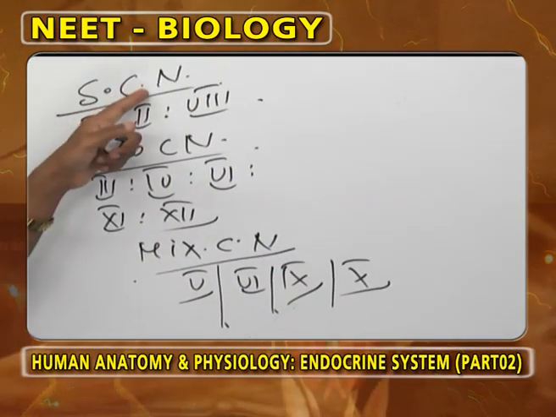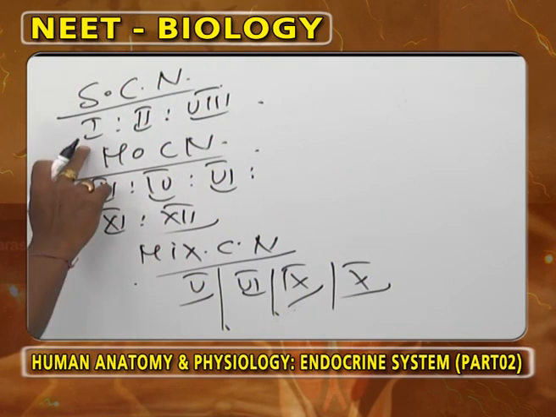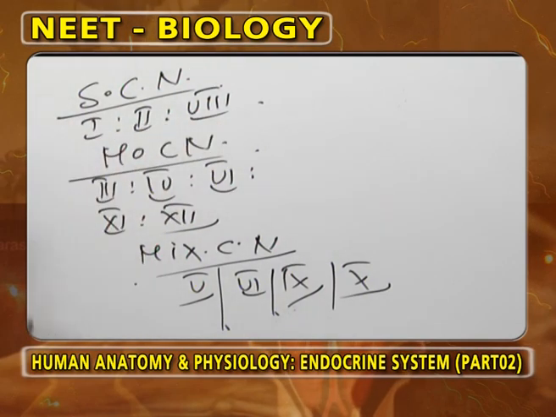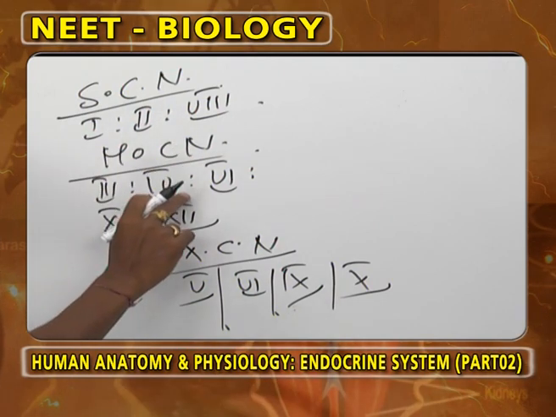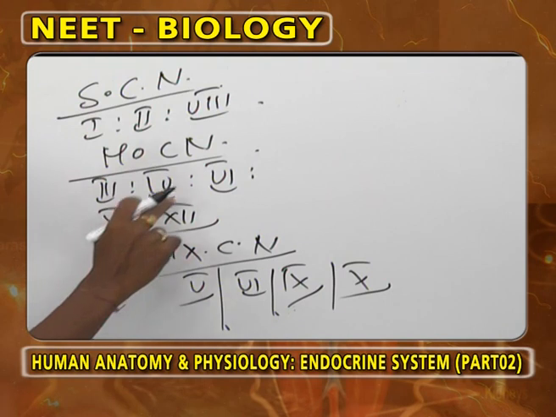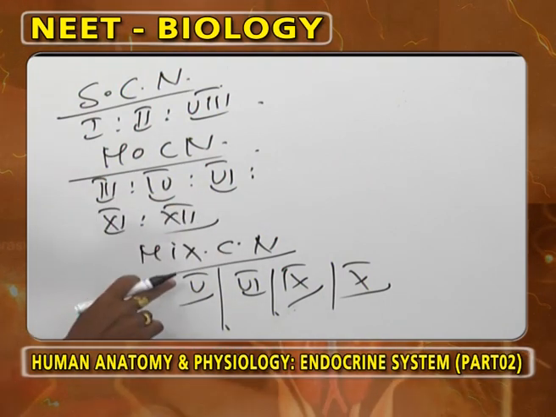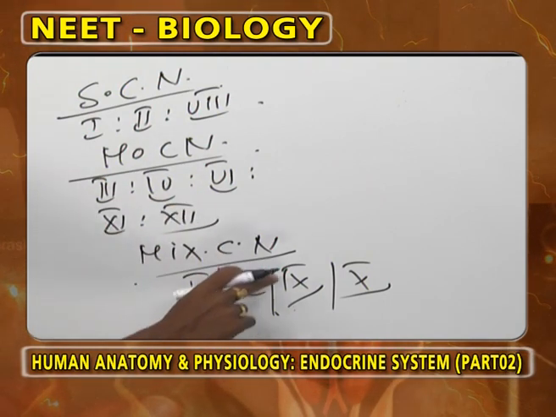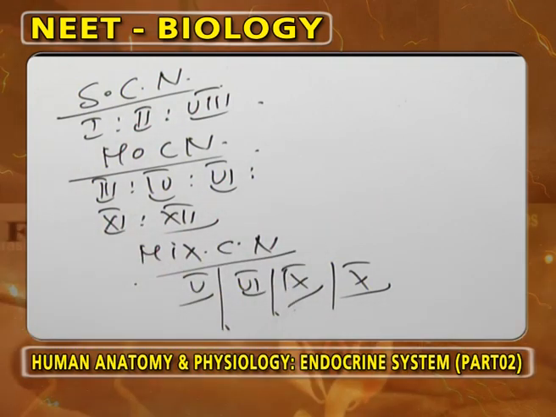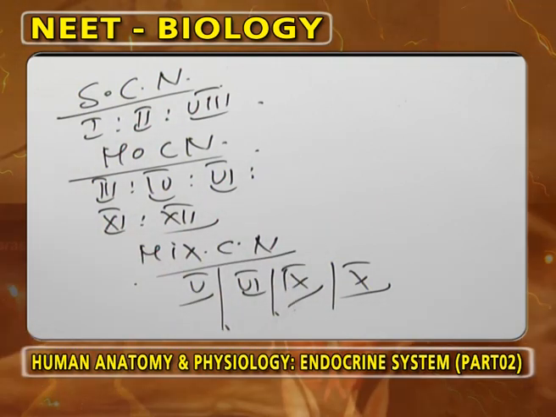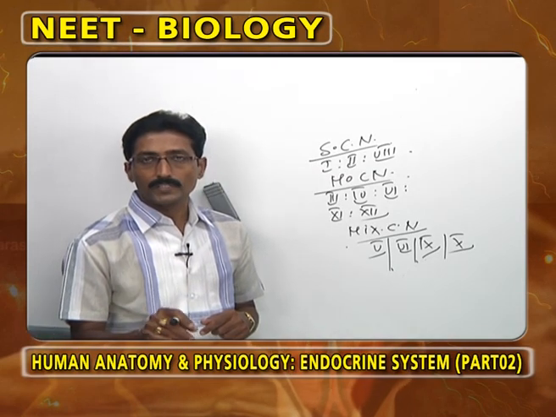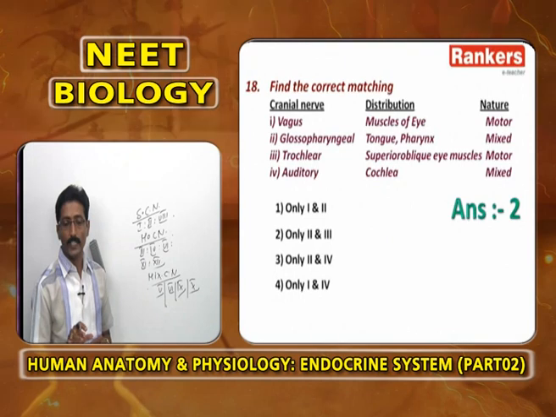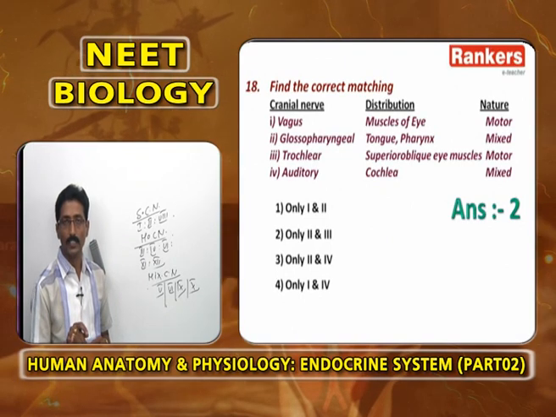What are purely sensory cranial nerves? First pair, second, 8th. Motor cranial nerves: 3rd, 4th, 6th, 11th, 12th. Mixed cranial nerves: 5th, 7th, 9th and 10th. Now, auditory is purely sensory, but here they gave mixed. So what is the correct answer? The second and third, that is glossopharyngeal and trochlear.